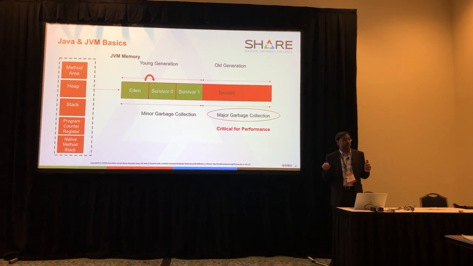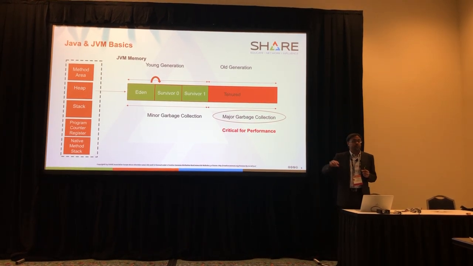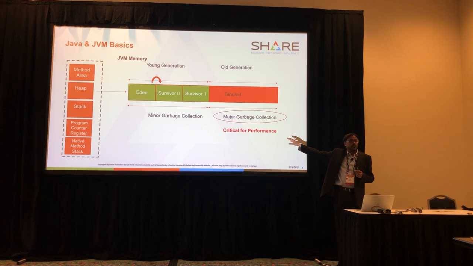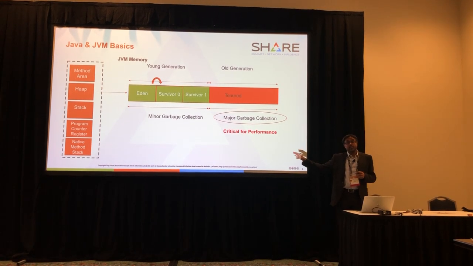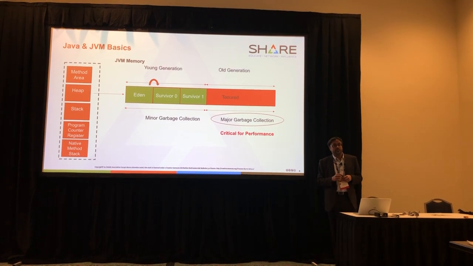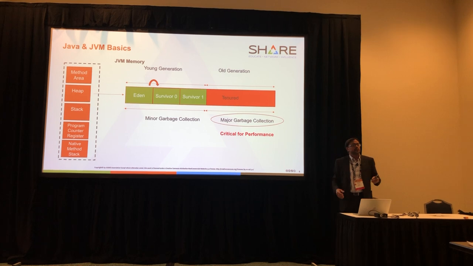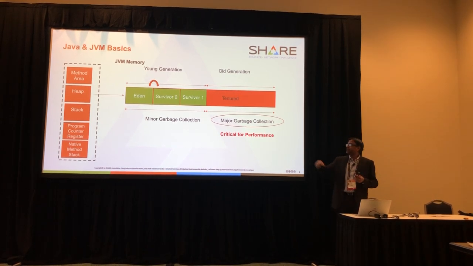There are no issues. The minor garbage collection cleans up anything that's not needed and moves everything that's required into a survivor one space, a survivor zero space. By doing that, now you have continuous memory. There is no memory fragmentation. And then over a period of time, more threads come in, more objects get created, and these things keep happening.